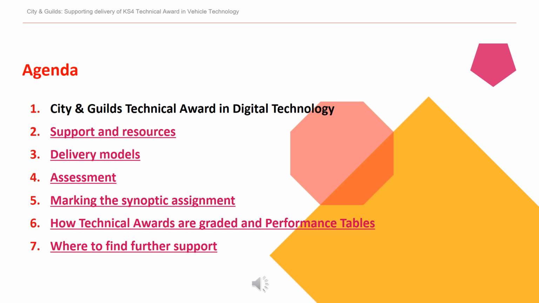During this presentation, we will look at the Technical Award basic content, the support and resources that City and Guilds provide to its centres, some suggested delivery models, how the award is assessed, how to mark the synoptic assignment, how grading is carried out, and what this means for performance tables. And we'll round off with showing you how to access the materials to support your planning and delivery.